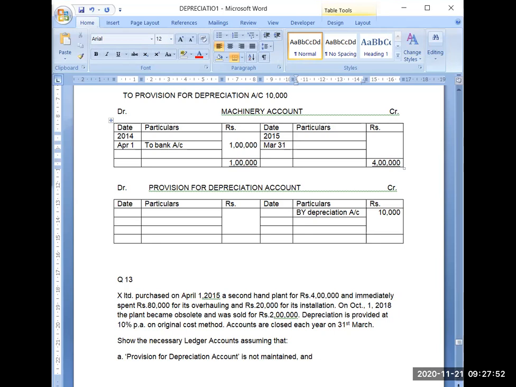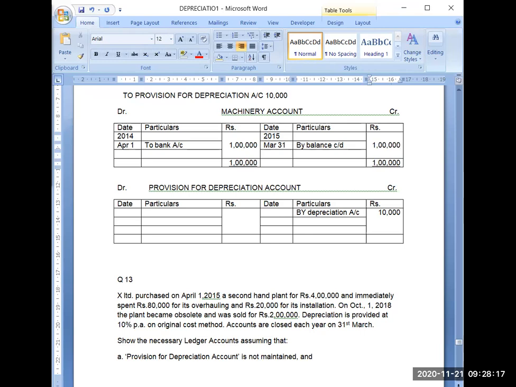So here we have to write the balance by balance carried down, because on the closing date at least you will be calculating the balances. You have to calculate the balances of each and every ledger account. So the total will be 1 lakh and the balance of machinery account will also be 1 lakh.